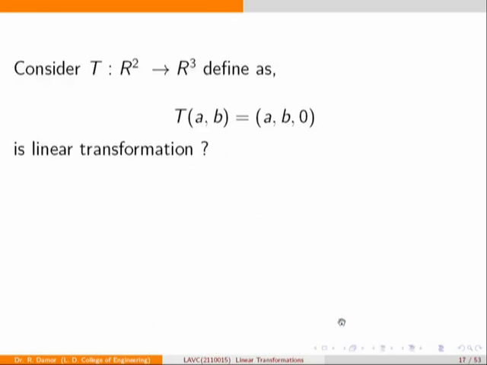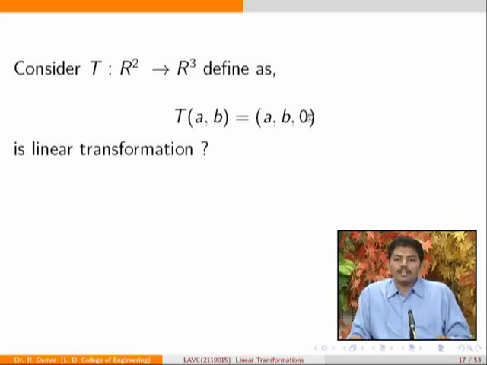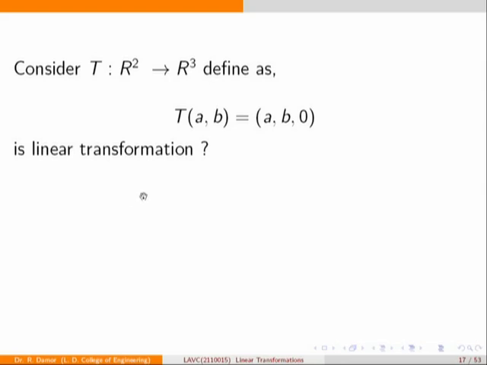Now suppose the same example, but I change the third coordinate. So T from R2 to R3. Then another transformation I define from vector space R2 to R3 as T of (a, b) equal to (a, b, 0). Then is it a linear transformation or not? The method is the same, but I introduce the new transformation with a, b and 0. The third coordinate will be 0. So for this I can use the additive property and the homogeneous property.